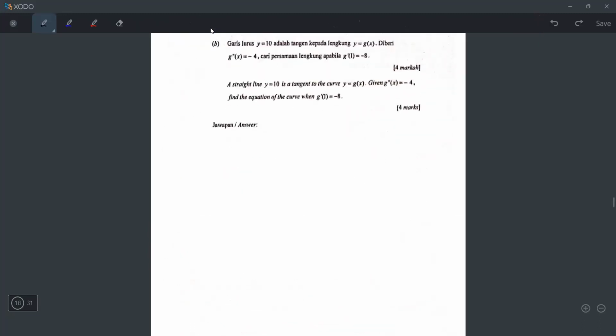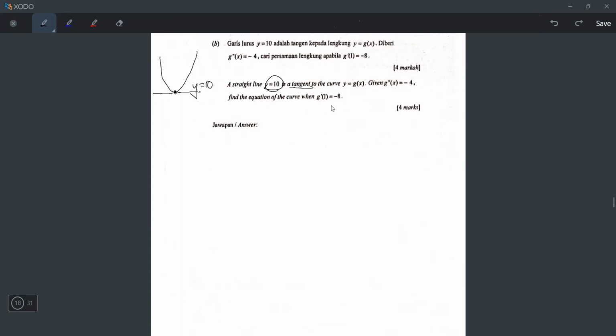Okay, let's go. B. A straight line y equals to 10 is the tangent, okay, to the curve y equals to g(x). So let's just simply draw a curve and simply draw a line. But don't draw the line like this. Okay, because the line is y equals to 10. It means this line has no gradient. It won't be a slanted line. It will be a straight line. Okay, and tangent means it will kiss the graph at one point. Okay, so this is the y equals to 10.